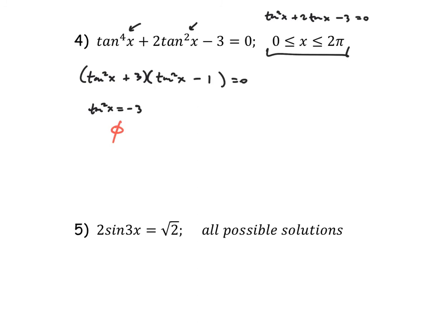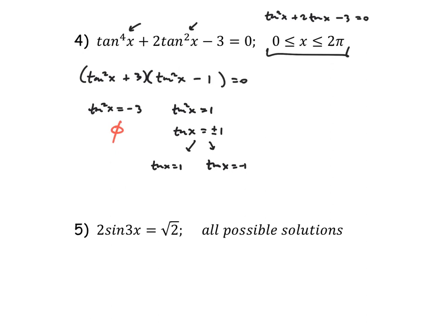As for our other expression, tangent squared x can equal 1. If I took the square root of both sides, that would mean we'd want the tangent to be plus or minus the square root of 1, which is 1. All right, so that means I'm kind of going to yield where would the tangent of x equal 1 and where would the tangent of x equal negative 1.